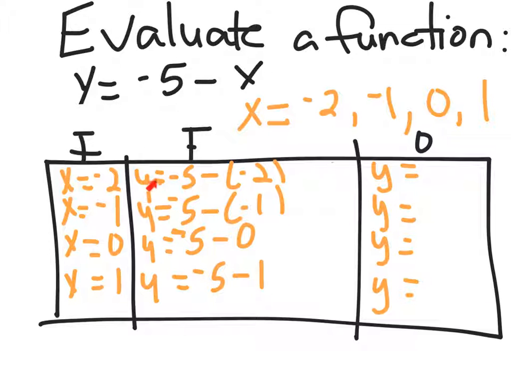So when we work this problem out, y equals -5 minus -2. We've got our double negative here. We want the opposite of -2. And so our answer here is going to be -3. On this one, we have y equals -5 minus -1.